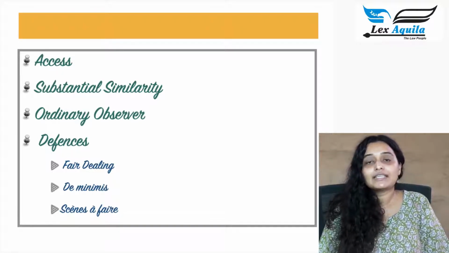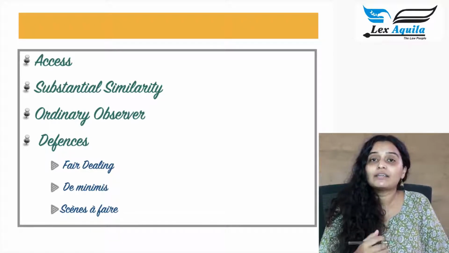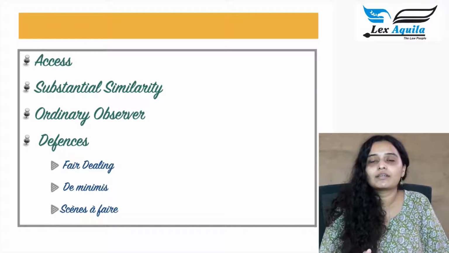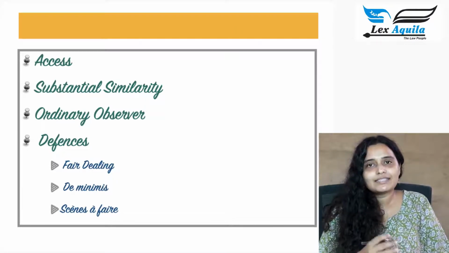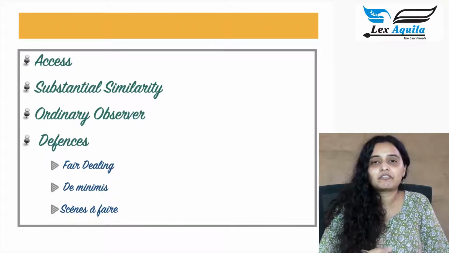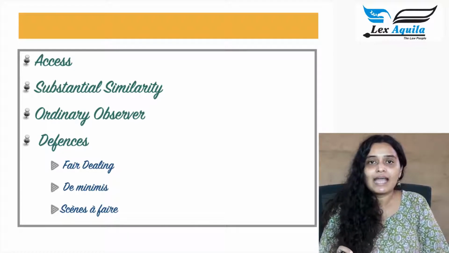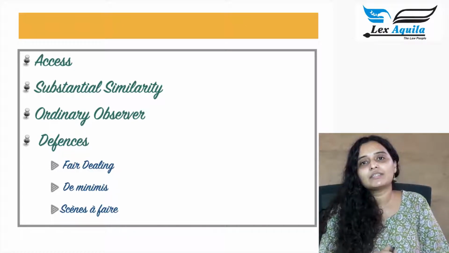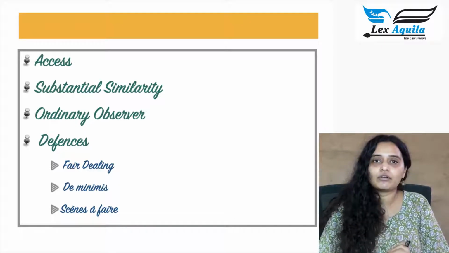The first of these is access. This means that the court will see whether the creator of the subsequent work at all had access to the earlier work. The second of these tests is the substantial similarity test, where the court sees what are the similarities within the two works and what are the dissimilarities within the two works, and whether they can be said to be substantial in nature or not.